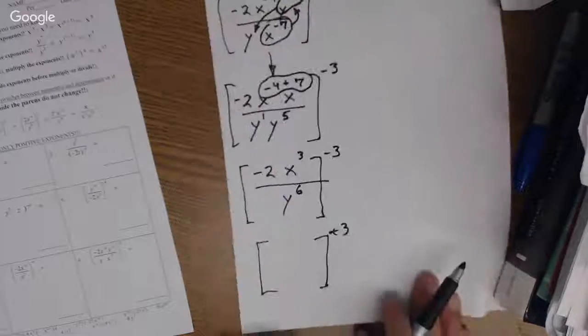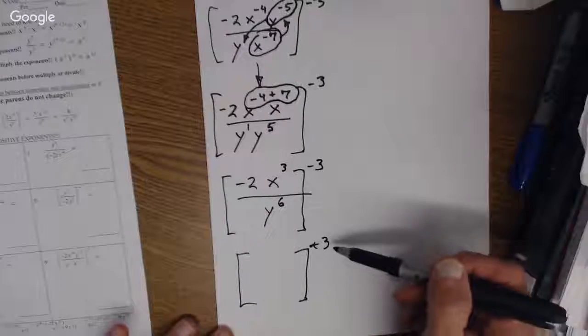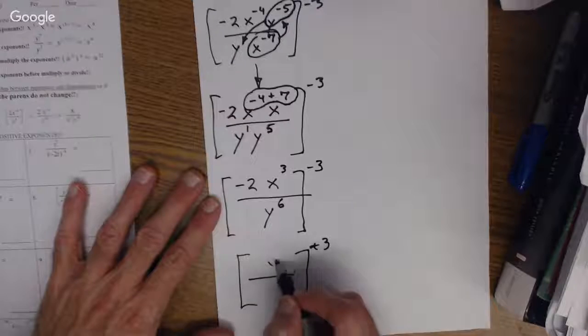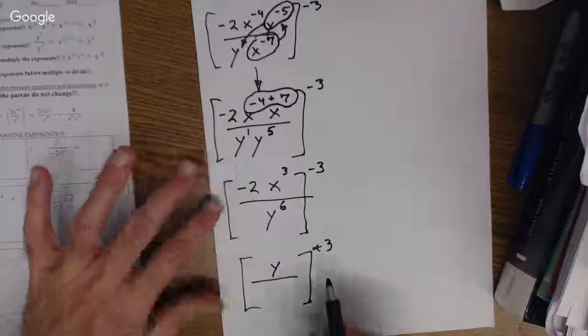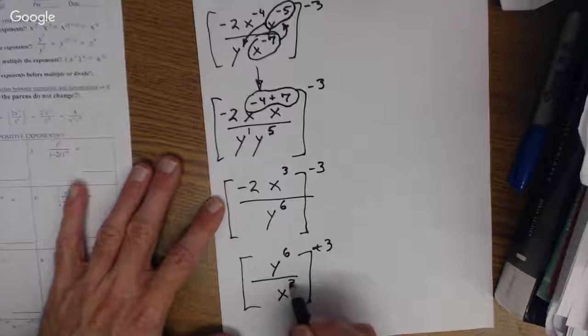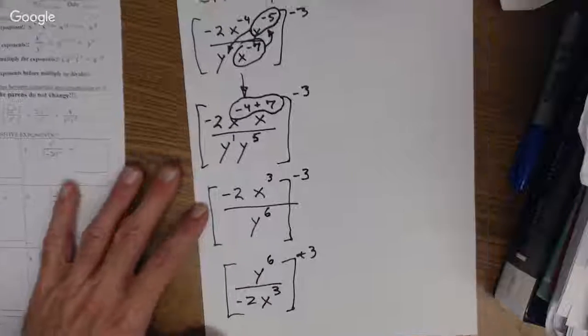So what happens here? Instead of a negative 3 on the outside, I've got a positive 3 on the outside. To do that, I just have to turn everything inside upside down. Don't change anything, just turn it upside down. So it's y to the 6th on top, x to the 3rd on the bottom, and that negative 2 is on the bottom now also.